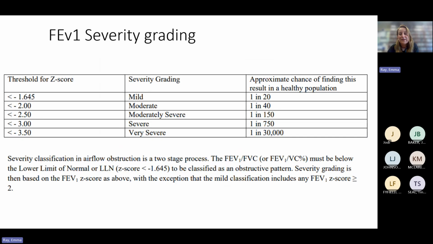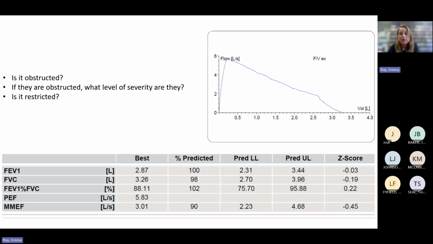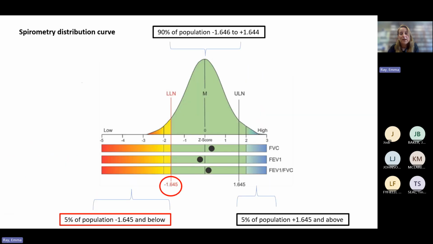I'll just go back if I can. Yeah. So if you look at the third bar down, when we're looking for obstruction, we're basically looking for a Z-score of less than minus 1.645 for your FEV1/FVC ratio. When you're looking for restriction, you're looking for a Z-score of less than minus 1.64 in your FVC. So anything in that lower range is going to be abnormal.